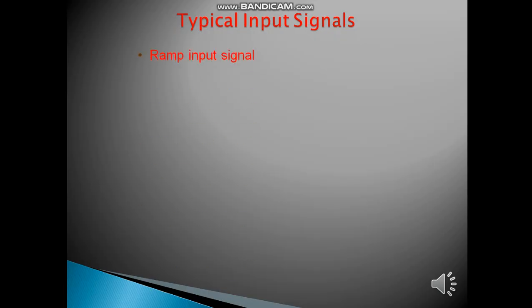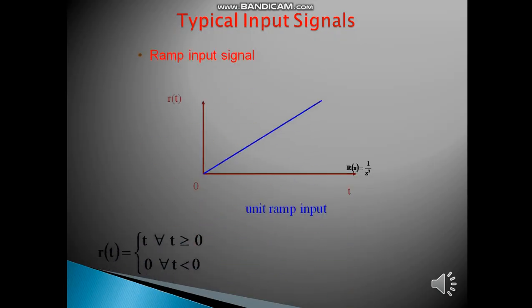First, let's see the ramp input signal, that is r of t equal to t when t is greater than or equal to 0, and 0 when t is less than 0. While taking the Laplace transform, we will get R of s equal to 1 by s square.